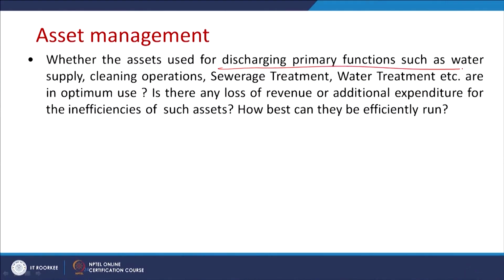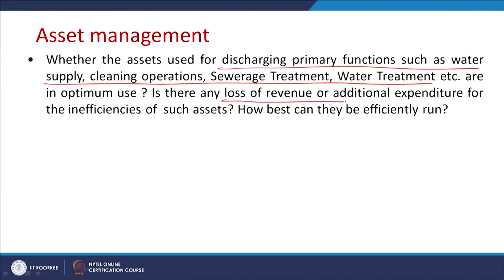In asset management, the basic questions are: what are the assets used for discharging primary functions such as water supply, cleaning operations, sewage treatment plant, water treatment, etc.? Now, these are the primary service provision at the municipal level. So, these assets are much more valuable in terms of the social benefit or the social responsibility.